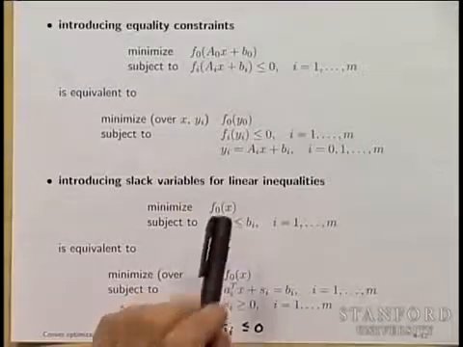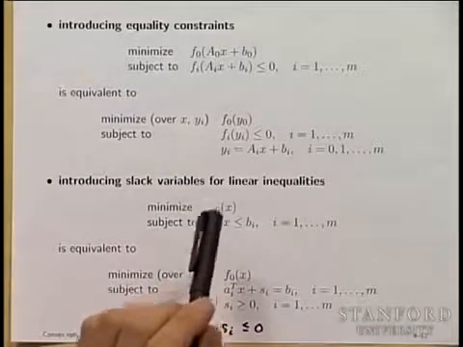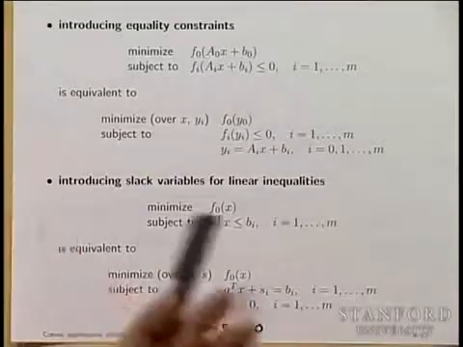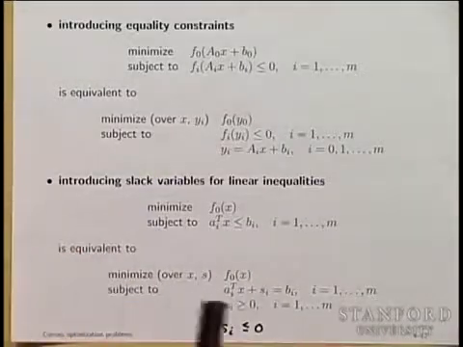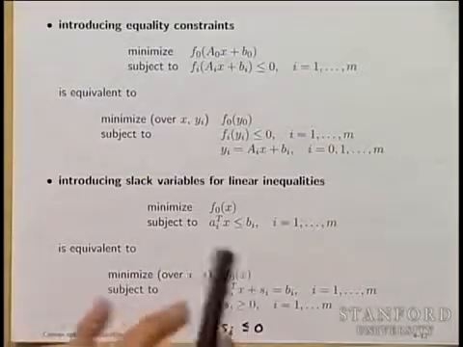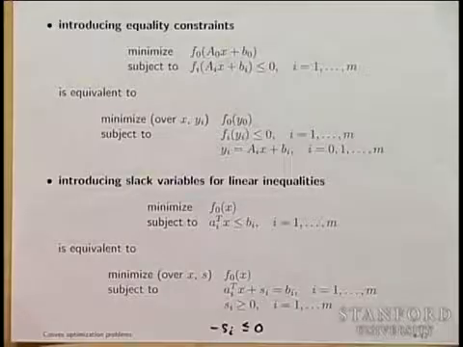Well, if I solved this problem, then I can define s_i equals b_i minus a_i transpose x. Now, if you solve this problem, it's feasible, so the s_i are positive. And those s_i are feasible for this, and in fact, they're optimal. But I'd have to argue that, which I'm not going to do.